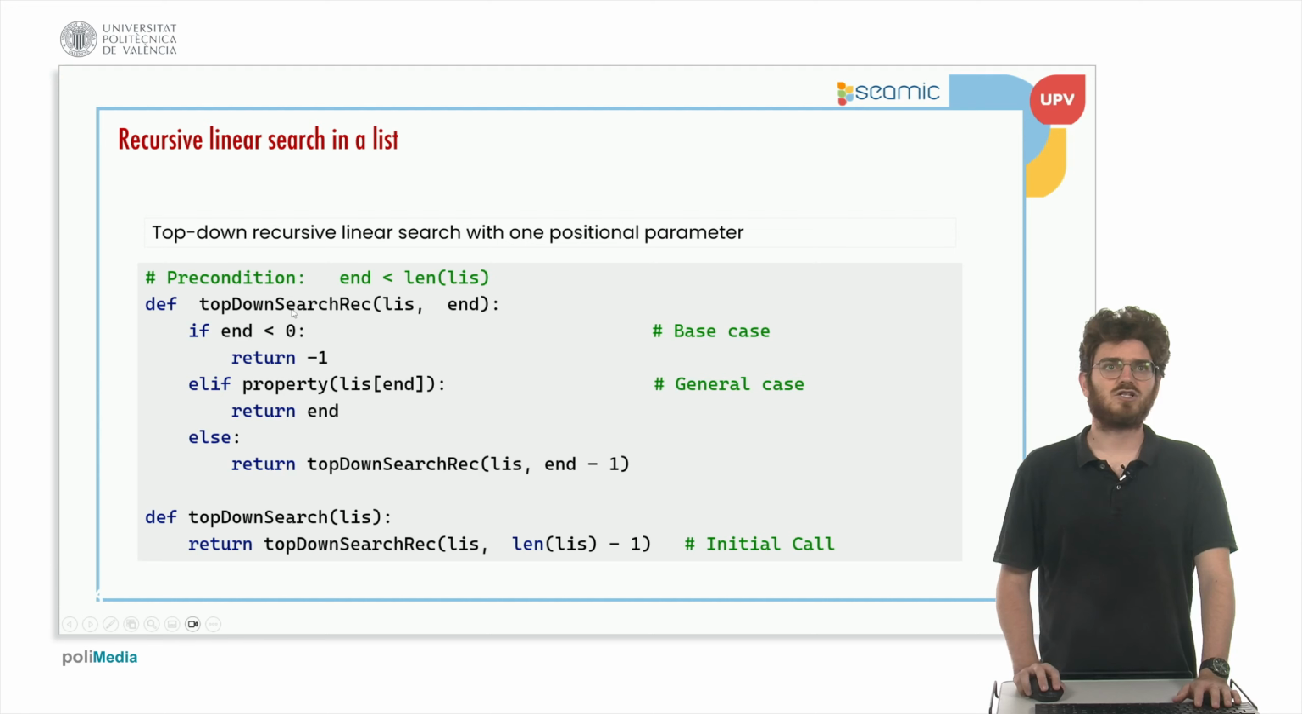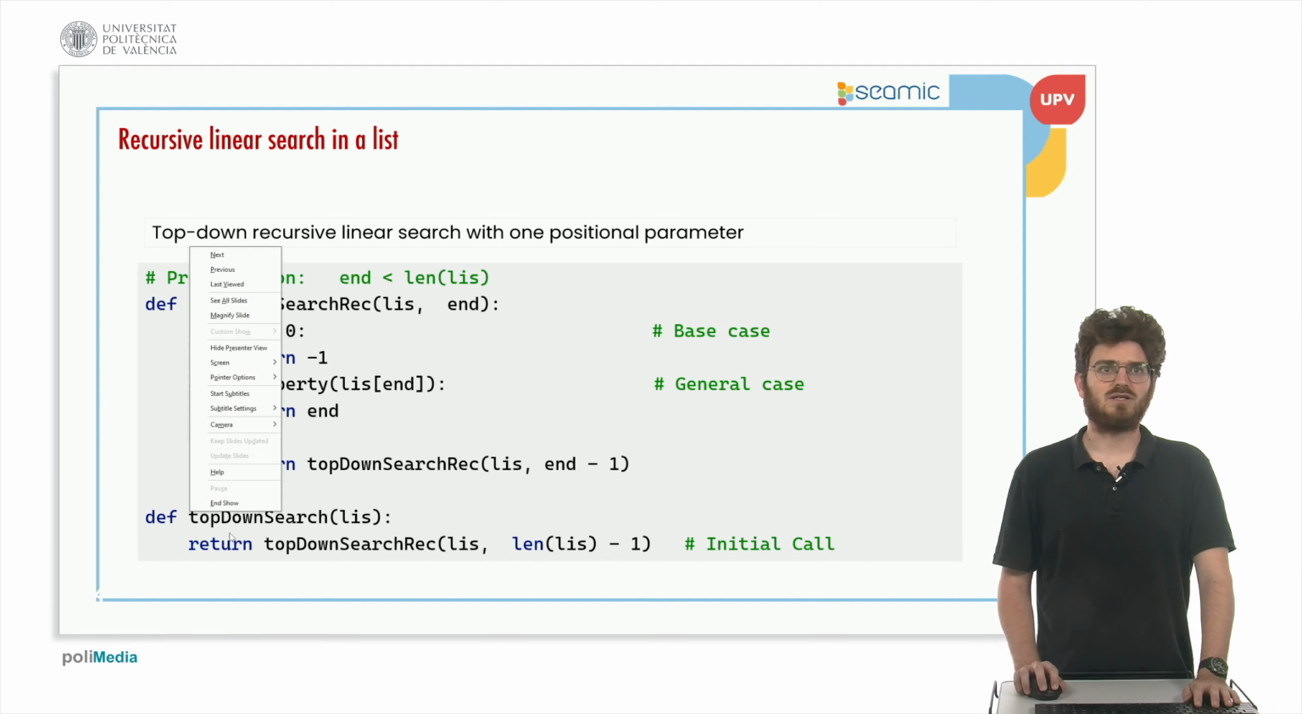In this case, we are searching from the end, so using a top-down approach. And this is a very similar implementation. We compare the end to 0 and say, okay, we've reached the beginning of the list, so we haven't found what we were looking for. Then in the general case, the element can either satisfy the property or not. If it does, then we say, oh, we found our answer, and return the position. Otherwise, we subtract 1 from the parameter and keep searching by performing a recursive call.